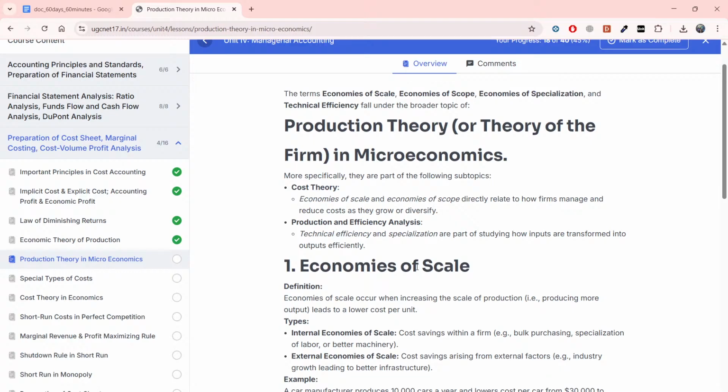So now we are going through production theory, or theory of the firm, in microeconomics. More specifically, they are part of the following subtopics. Cost theory, economies of scale and economies of scope directly relate to how firms manage and reduce costs as they grow or diversify. Production and efficiency analysis, technical efficiency and specialization are a part of studying how inputs are transformed into outputs efficiently.